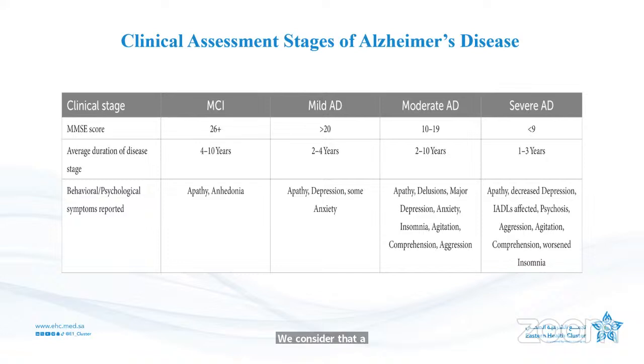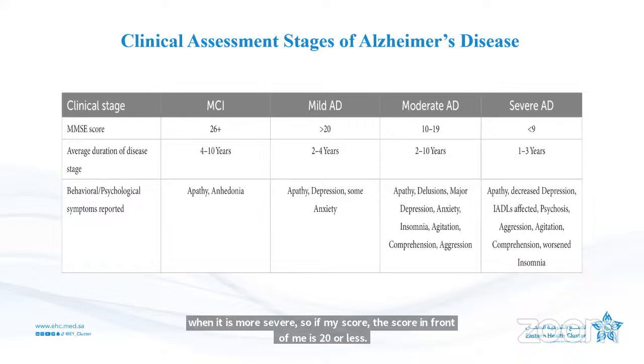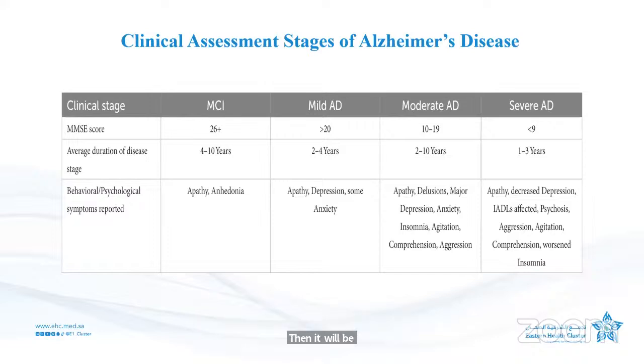But when it is more severe, it will be entering Alzheimer's. So if the score in front of me is more than 20, that will be mild Alzheimer's. And then if it's between 10 and 19, we'd consider it moderate. And then less than 9 is severe Alzheimer's.